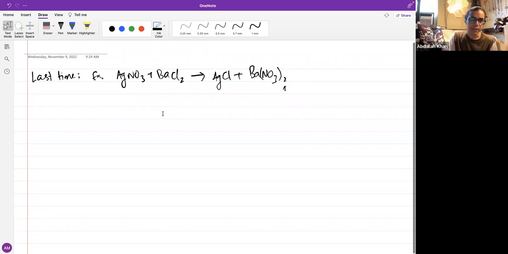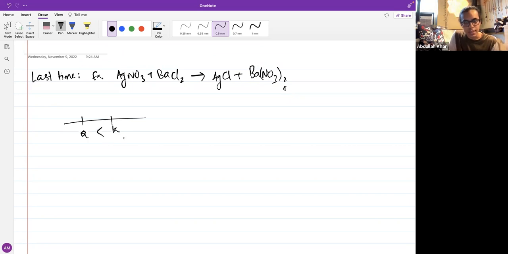Then we also figured out that things that are partially soluble can dissolve in very limited quantities, but not any further. So that's where Q versus K came in. If Q was less than K, then no precipitate forms. If Q was greater than K, then a precipitate does form. Right?